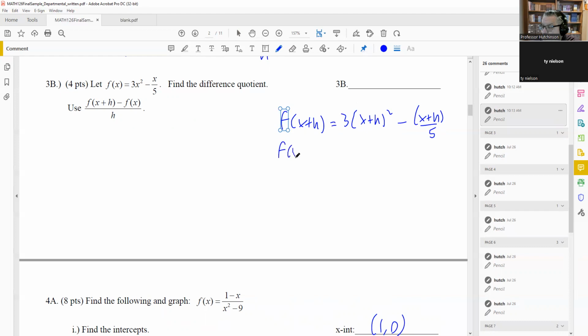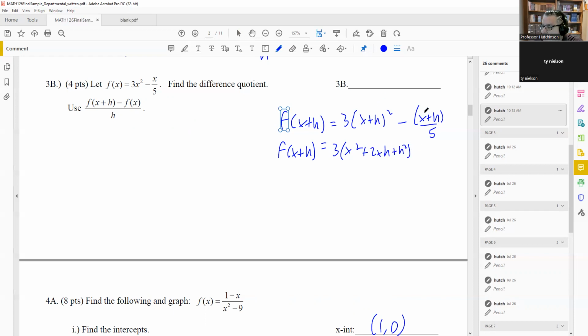Order of operations says that we have to do the exponent before we do multiplications. That's why you can't multiply 3 inside there. Instead, you're going to do x plus h times x plus h. So remember, there's a middle term that you're going to get when you multiply those together. It's the FOIL method, x plus h times x plus h.